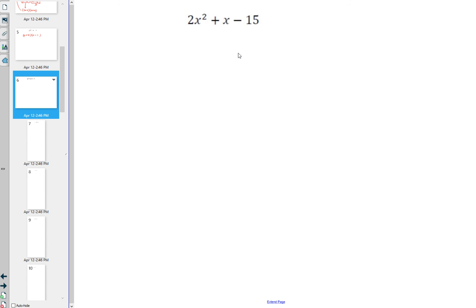3 terms. We need to factor, but again, we have a number that's not 1 in front. So let's see, A times C here. 2 times negative 15 is negative 30. I'm going to try to speed it up a little bit so I can do a few more. The B is 1.